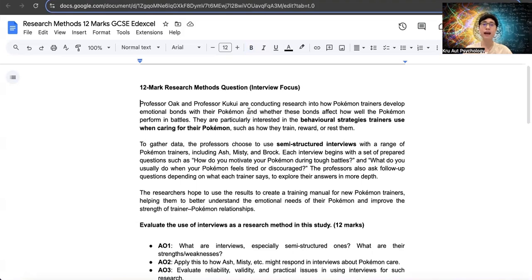Okay, so Professor Oak and Professor Kukui are conducting research into how Pokemon trainers develop emotional bonds with their Pokemon and whether these bonds affect how well the Pokemon perform in battles. As I said, it's a question I made up. It never came up before. It's not a past paper question. It won't come up. Okay, so just an example.